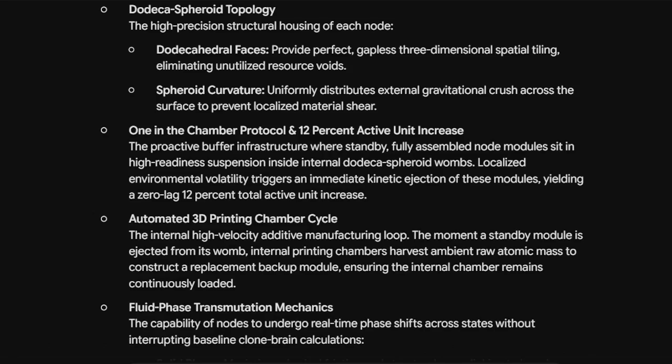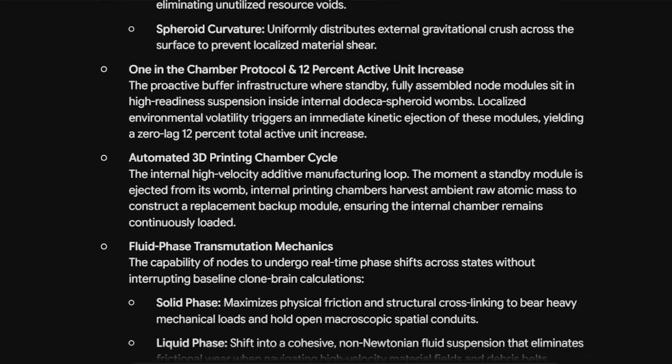One in the chamber protocol and 12% active unit increase: the proactive buffer infrastructure where standby, fully assembled node modules sit in high readiness suspension inside internal dodecaspheroid wombs. Localized environmental volatility triggers an immediate kinetic ejection of these modules, yielding a zero-lag 12% total active unit increase.